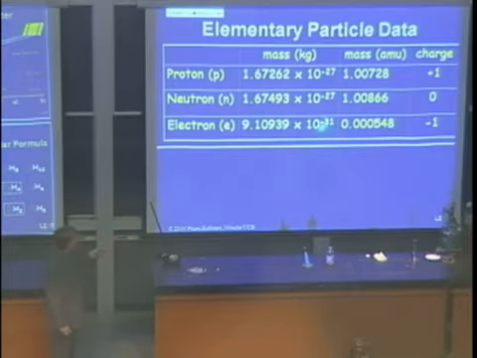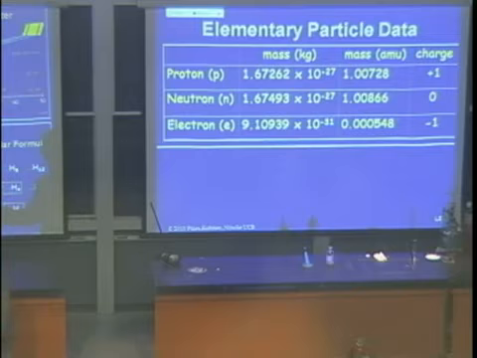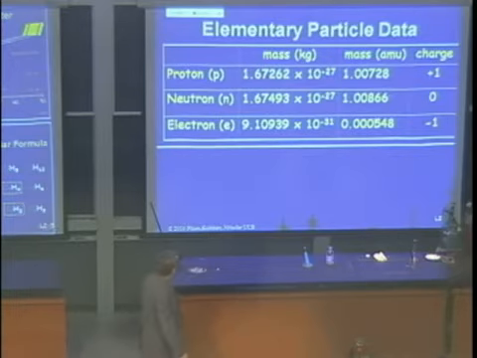This is 10 to the 30th, about 9 times 10 to the minus 31 is about 10 to the 30th, and this is 10 to the 27. So it's 1,000 times lighter, okay? So you need 1,000 electrons, which you don't get, to get the mass of 1 neutron.